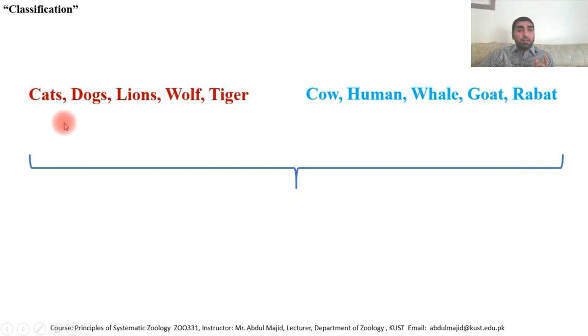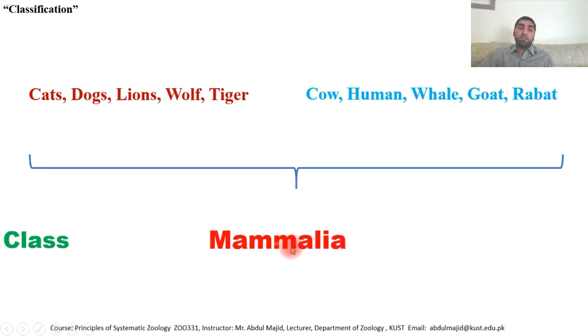But again, cats, dogs, lions, wolf, tiger, monkeys, cow, human, whale, goat, rabbit, duck-billed platypus, spiny anteater, and so on and so on. There are many, kangaroos. All of them have certain characteristics in common, which is mammalia. Like they have mammary glands, and they have hairs. So we place them in a class Mammalia. So we place all the herbivores and the carnivores and all of them into one class, that is Mammalia.